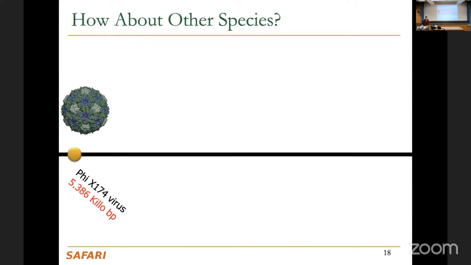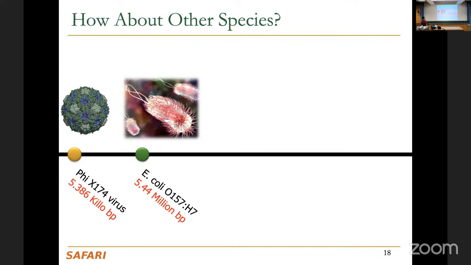This is an example of a viral genome. This is a virus called PhiX174, and its genome length is around 5,000 bases, 5,000 characters. Its entire genome includes only 5,000 characters. This is a bacterium, a bit larger than the virus. This virus can infect this bacterium. This is E. coli, one version of E. coli, and its total number of bases is around 5.5 million.